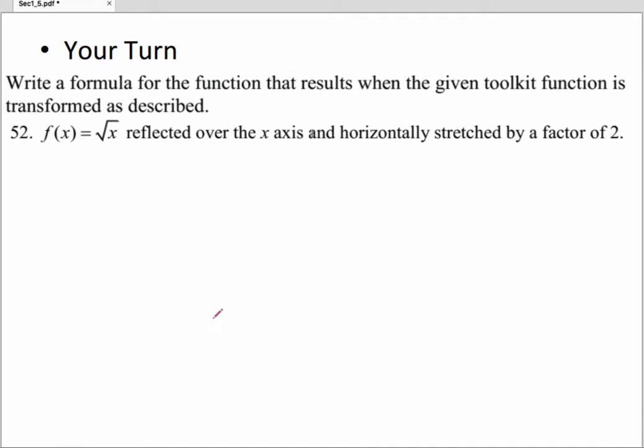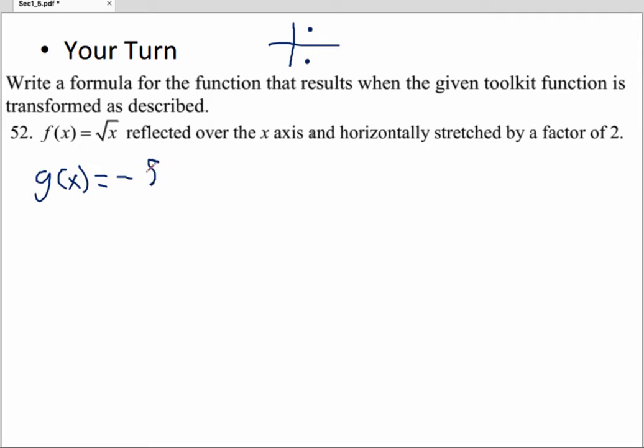So write a formula for the function that results from the given toolkit function if it's transformed as described. Okay, so to give us the transformation in English, in other words, this is a reverse from the previous problems we just did, and now they want us to write the new function. They want to know what g of x is. So g of x is some transformation of f of x. So it's reflected across the x-axis. So that tells you that the point was up here, now it's down here. So what that did is that takes the opposite of whatever the original function was, right?